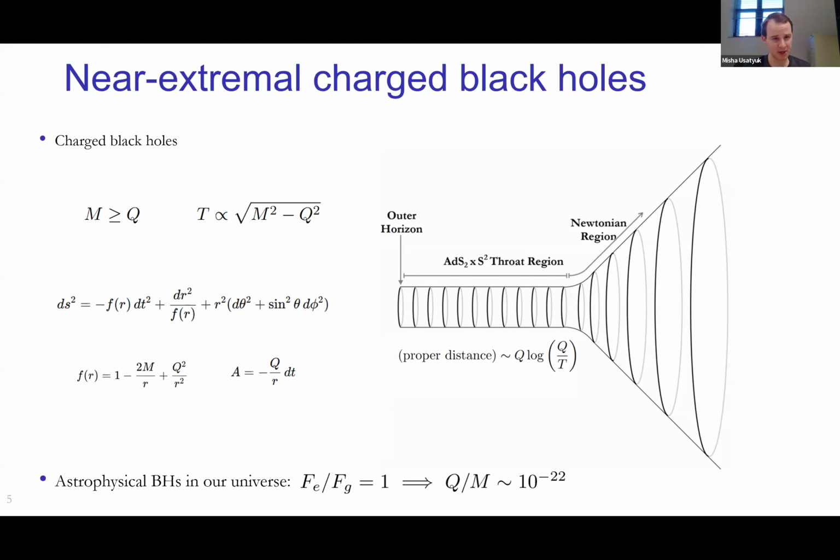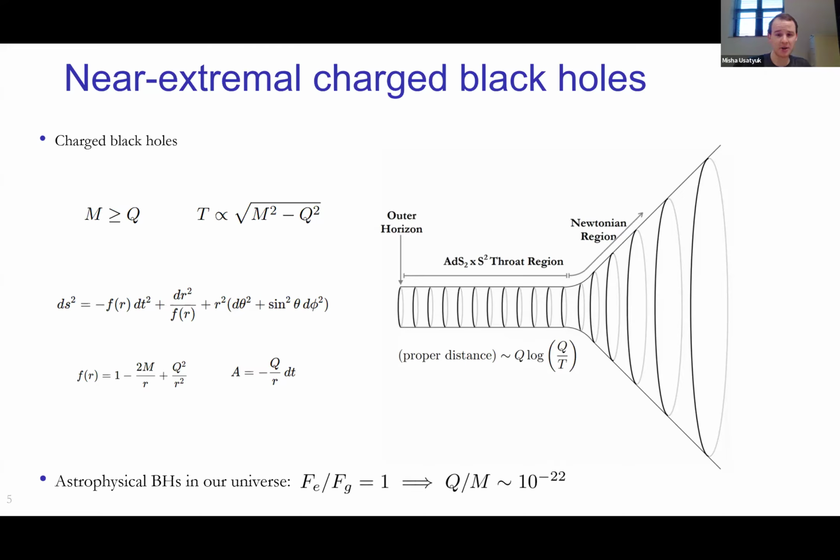We take the inequality on the previous slide, we set the spin to zero, and we get the constraint that the mass has to be greater than or equal to the charge. I've also written the temperature of near-extremal charged black holes. I've neglected the denominator here, but you can see the temperature goes to 0 as m goes to q. Below, I've written the line element, so the metric, and I've also written the gauge field. The line element is quite standard. It's nothing unusual. And because the black hole carries charge, it has an electric field everywhere outside its horizon. And that's specified by this gauge field A I have at the bottom.